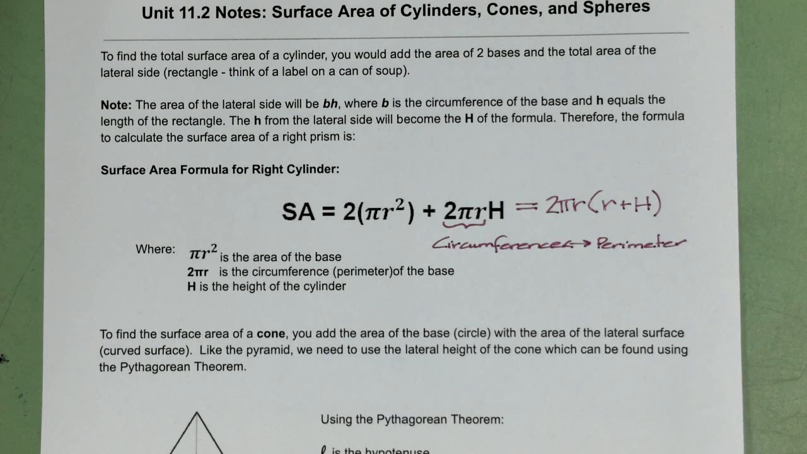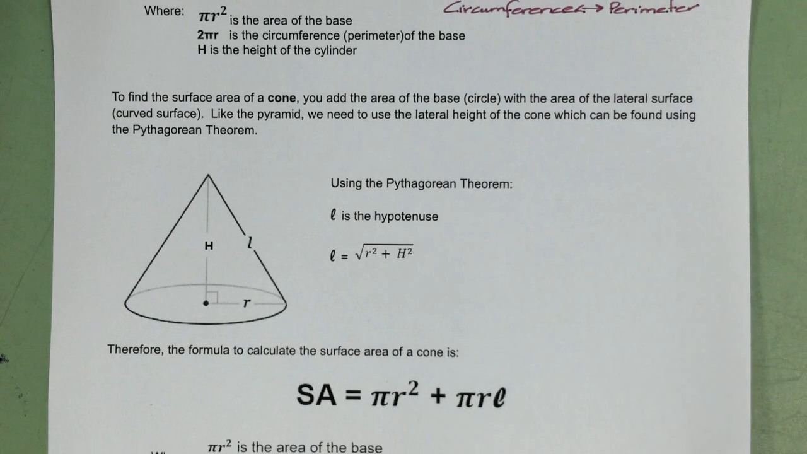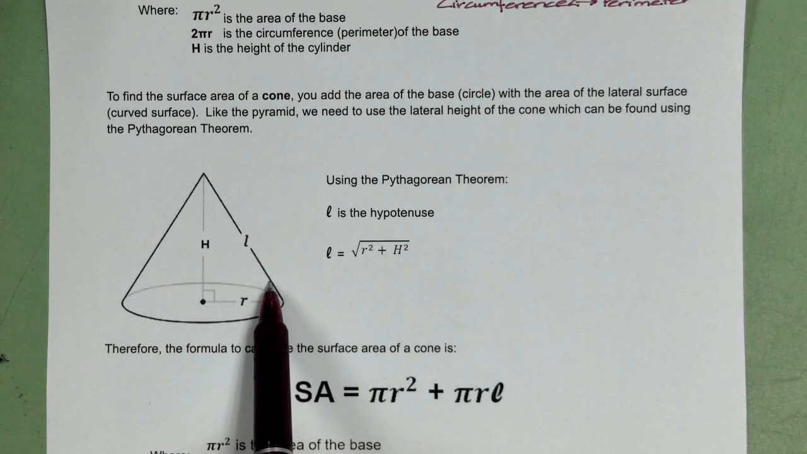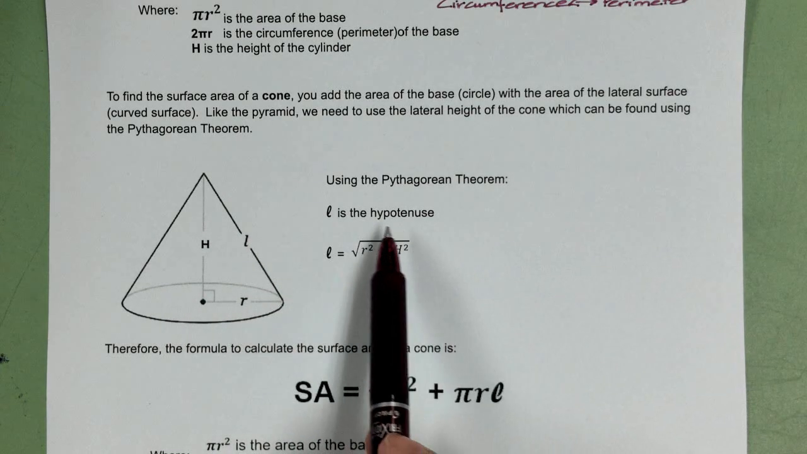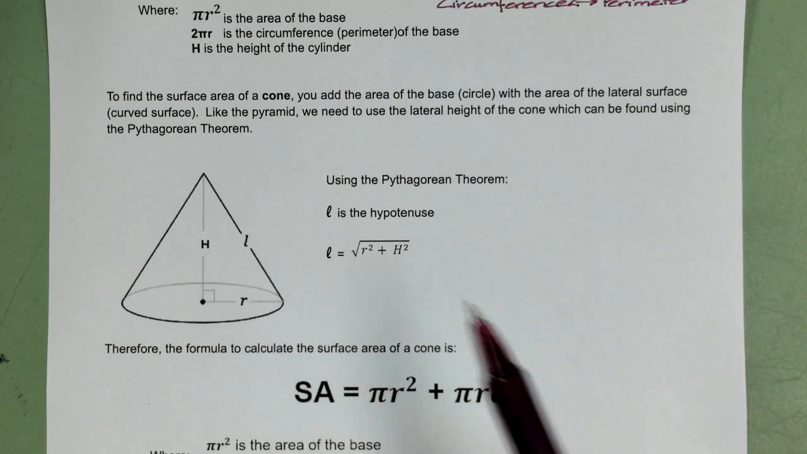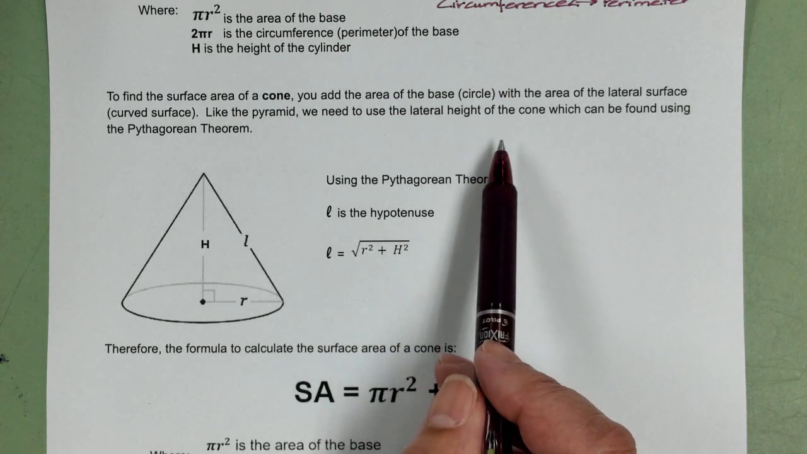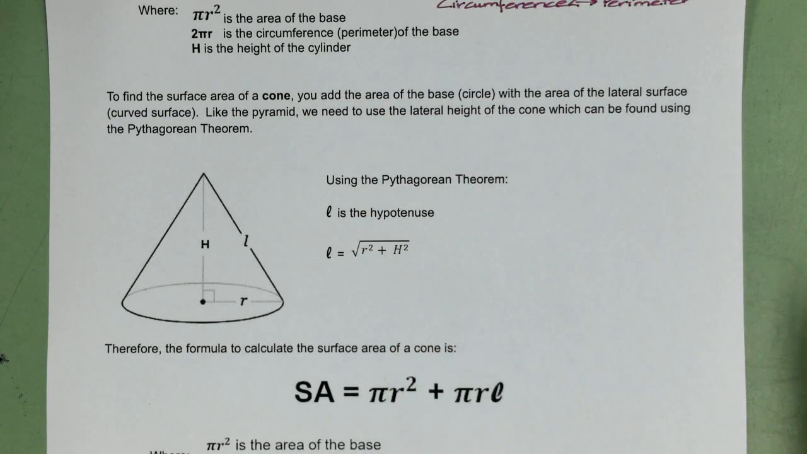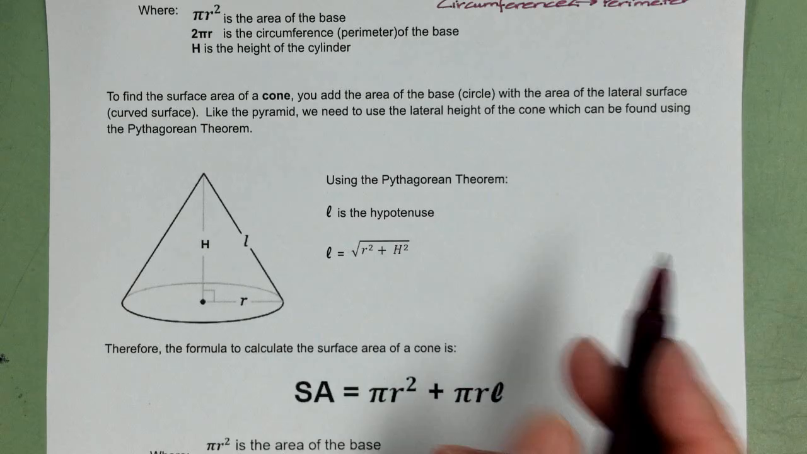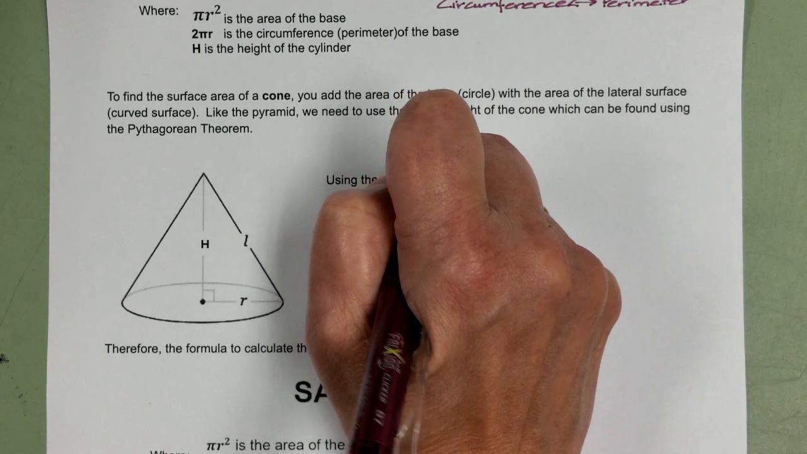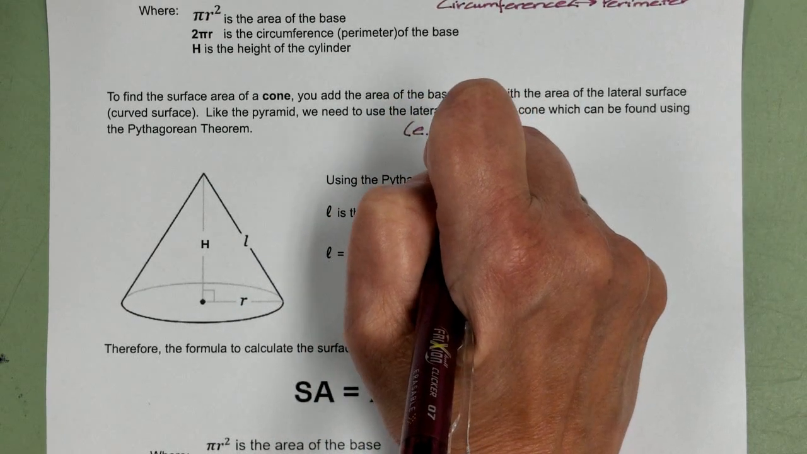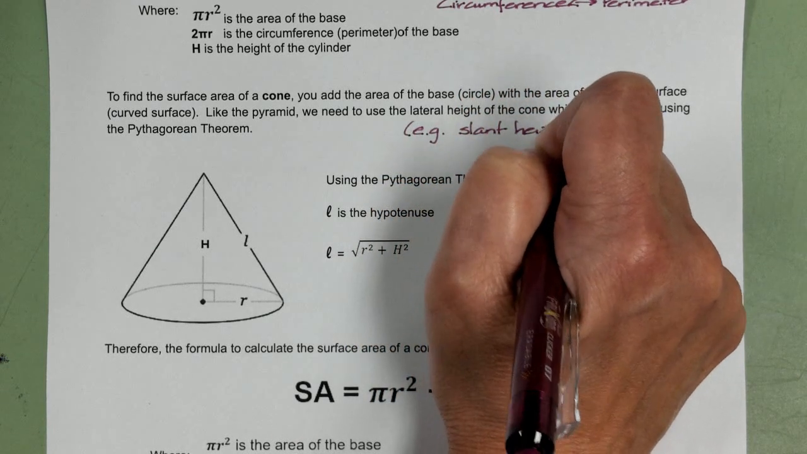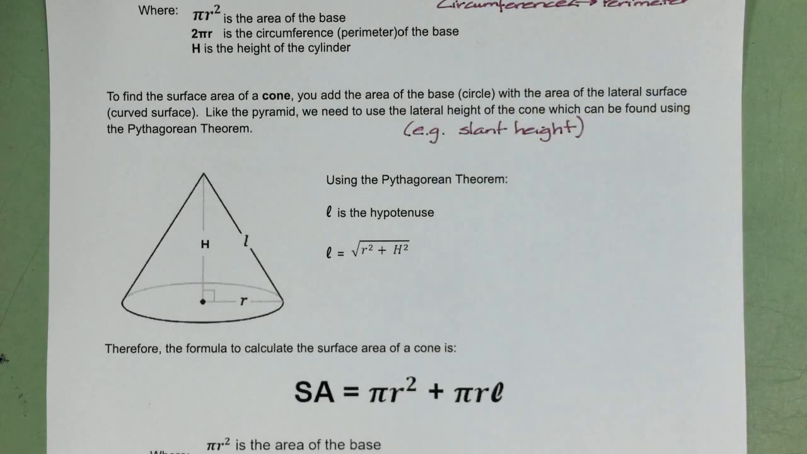Okay? Now, when we go to the cone, remember we had that curved surface here. We need to use the slant height. Now we use the slant height or the lateral height of the cone. These are one and the same. We use slant height for the pyramid, so we're going to use lateral height. For example, slant height. Okay, so we need to make sure we're clear.